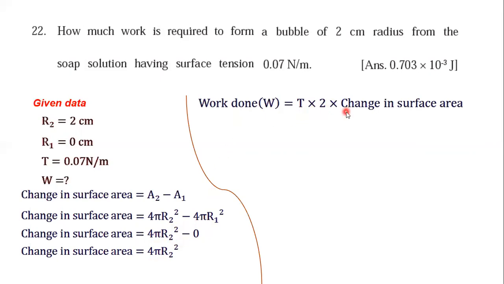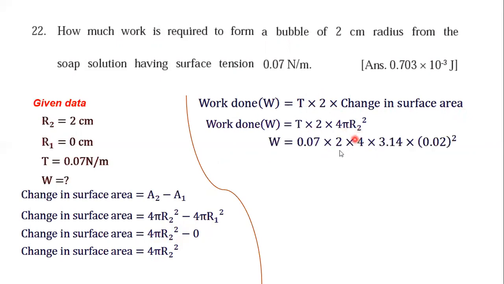So work done is T into surface area. But here it's a bubble, so two free surfaces. So 2T into change in surface area. So change in surface area is 4 pi R2 square. So we have to substitute the values. T is 0.07, 2 as it is, 4 as it is, pi is 3.14, R2 is 0.02 square, or you can write 2 into 10 raised to minus 2 square. Then we shift the decimal point by 2 digits, and here 10 raised to minus 4 is coming. Okay? So it is 10 raised to minus 6, and 2 square is 4. So 4 into 2 is 8.